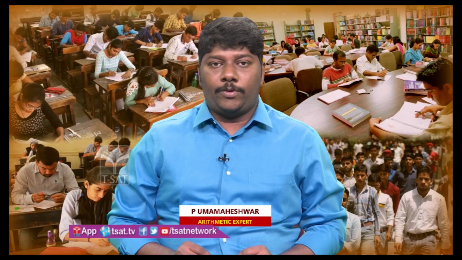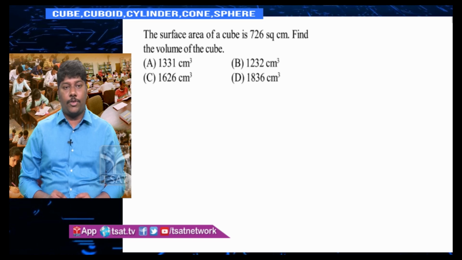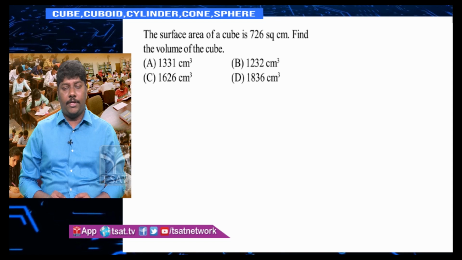Hello viewers, in this class we are going to look at the problems related to cube, cuboid, cylinder, cone and sphere. So let's look at the first problem. The surface area of a cube is 726 centimeter square. Find the volume of the cube. He did not mention which surface area, whether it is lateral or total.